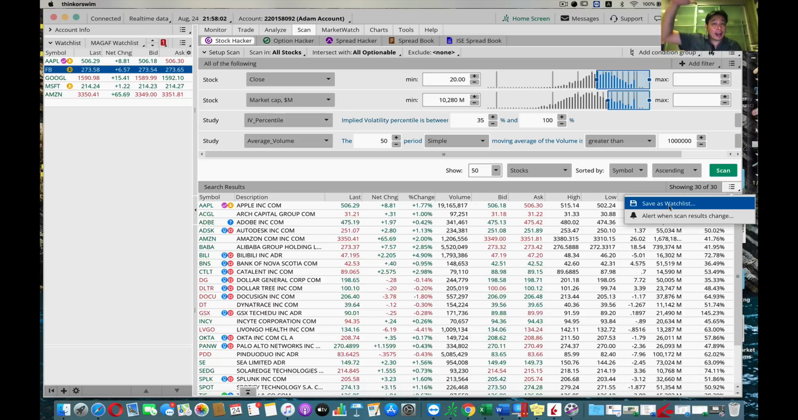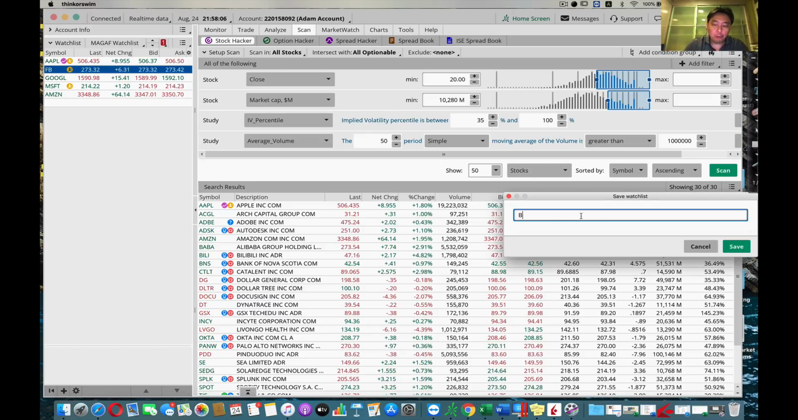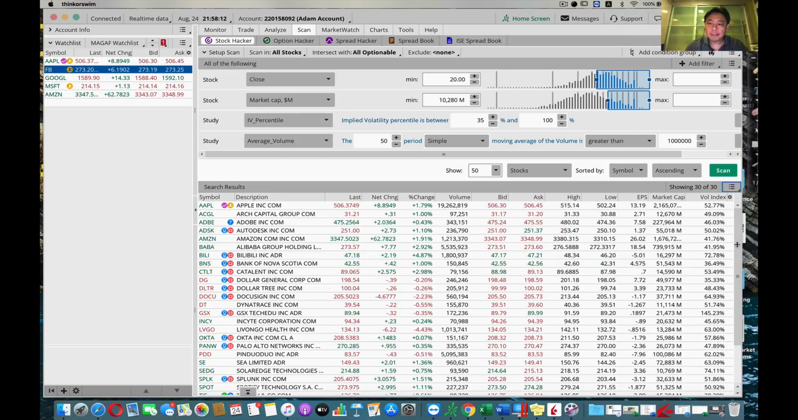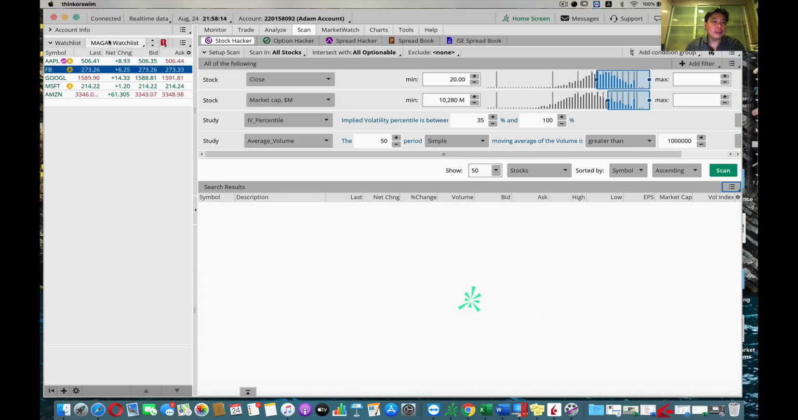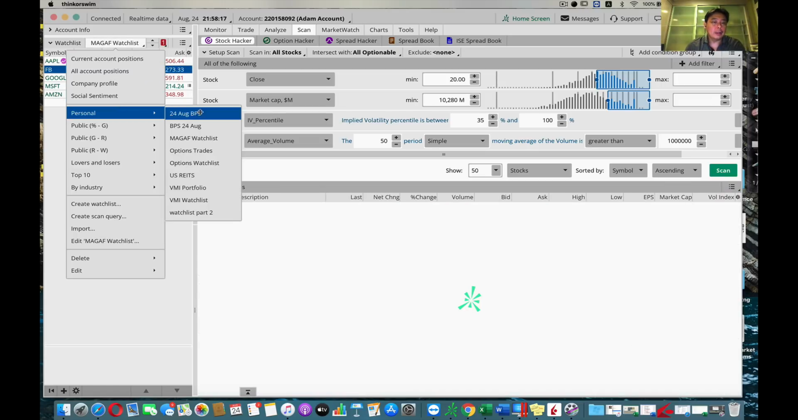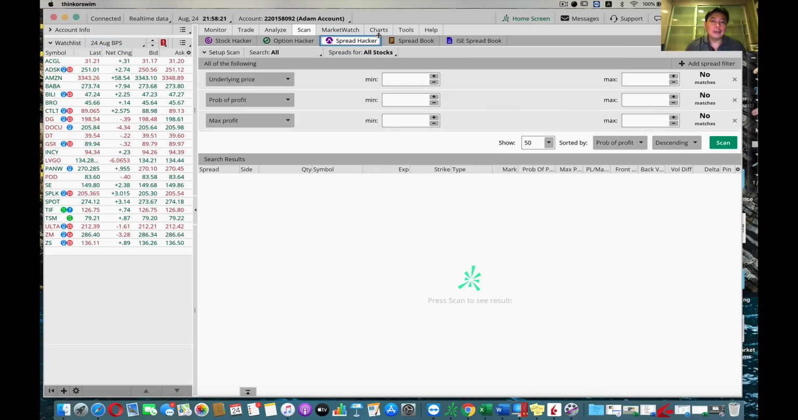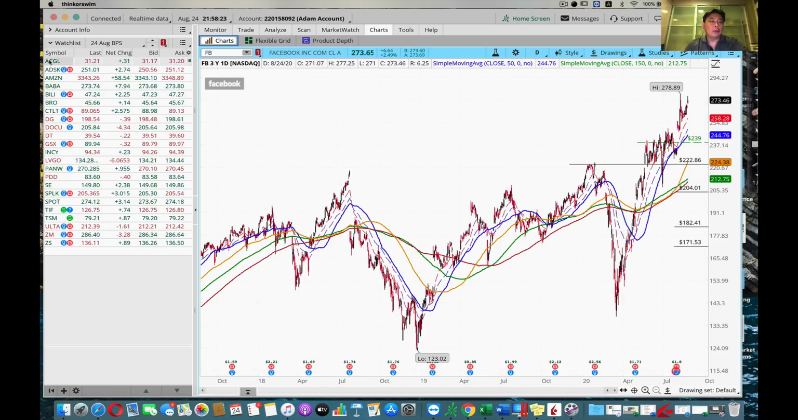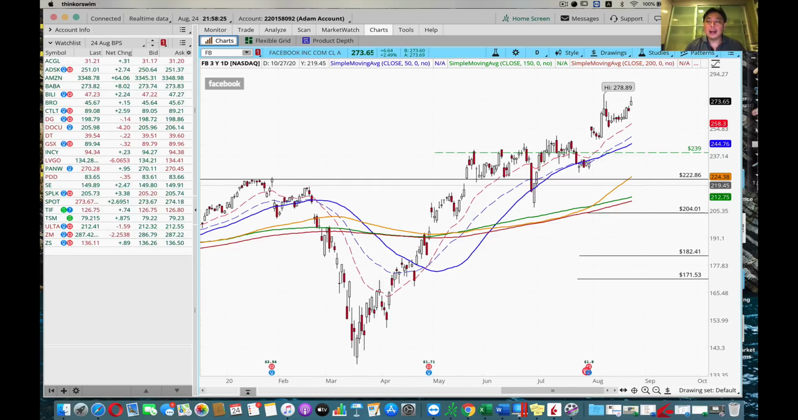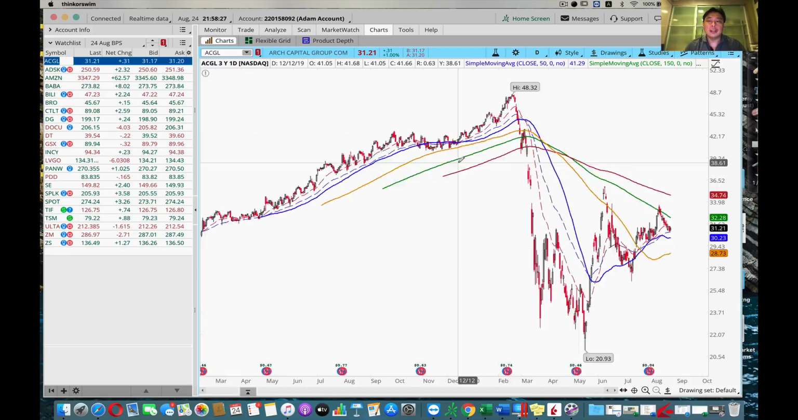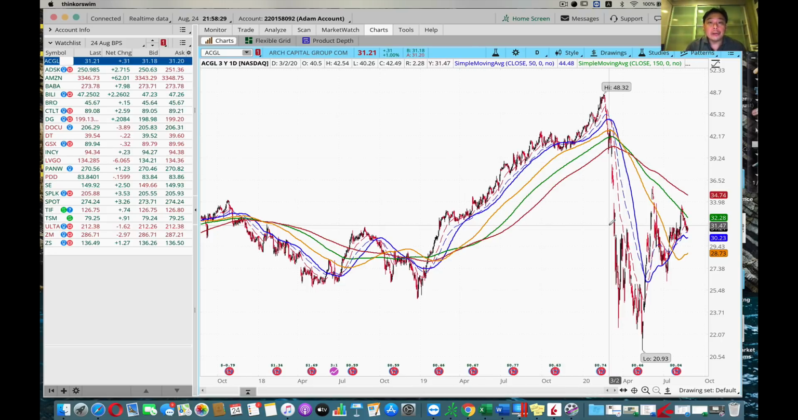Once I scan a list, I can save it as a watch list, and I'll call it bull put spread 24th August. And you can see over here, it appears, 24th August bull put spreads. These are all the stocks that I've just scanned that I can then look at closely to see if they meet my entry criteria.